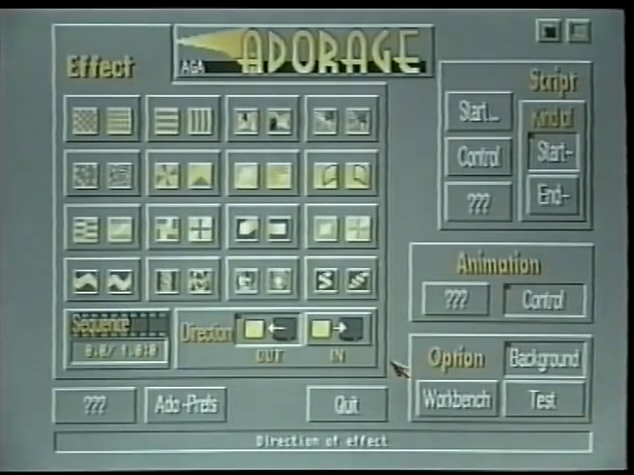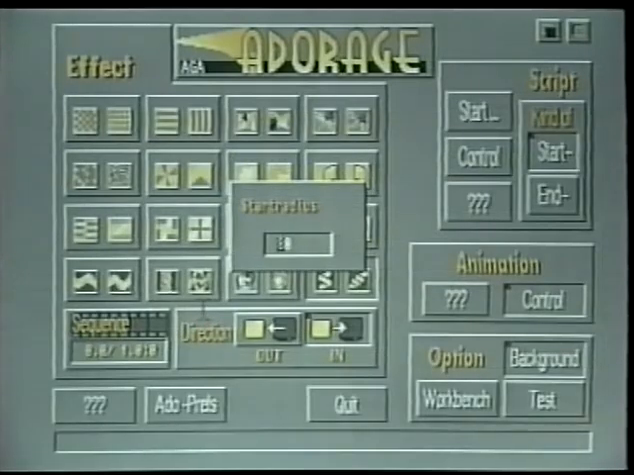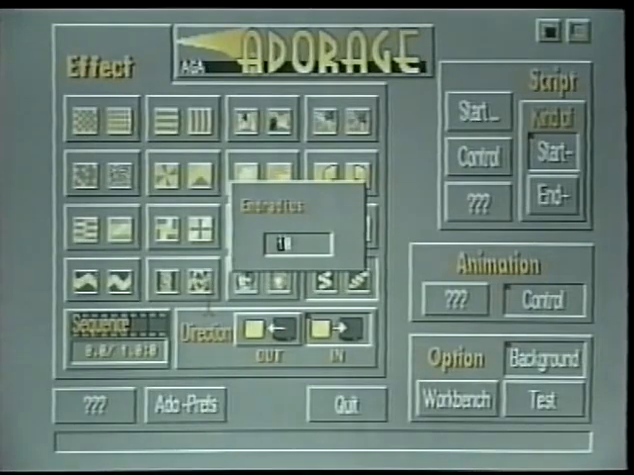Now the next effect, the roller effect once more. But first, I'll change the direction back to an in effect. Select roller and click with the left mouse button on parameter to set the effect. Start radius 90. End radius 20. X move 10. Y move 20. Contortion 100. And relation 70.